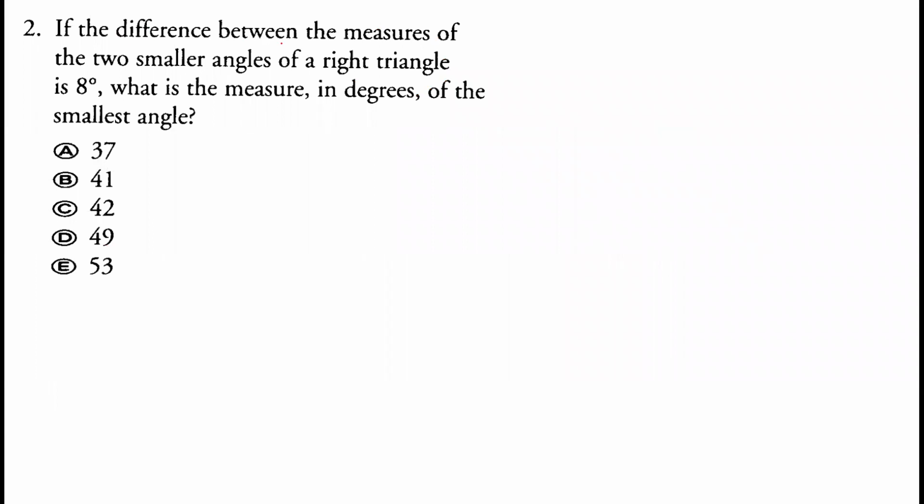Second question: the difference between the measures of the two smaller angles of the right triangle. So it's a right triangle, so one angle is 90 degrees. What is the measure in degrees of the smallest angle? So let's suppose this is your x, and the other two angles would be less than 90 degrees. So they are the two smaller angles. So this angle would be x minus 8, because the difference between the measures of the two smaller angles of a right triangle is 8 degrees.